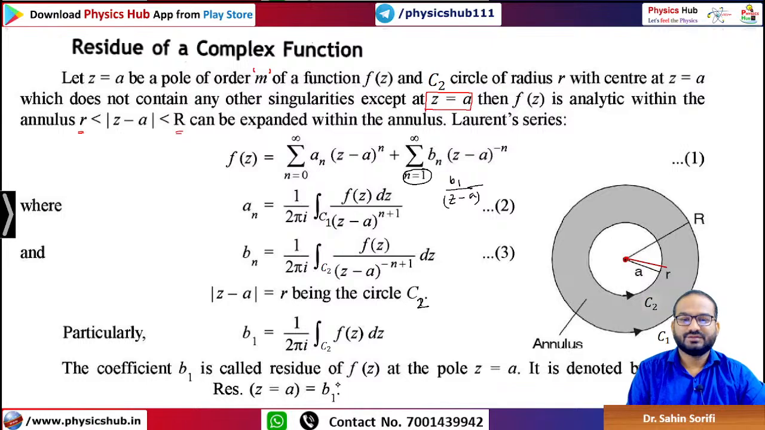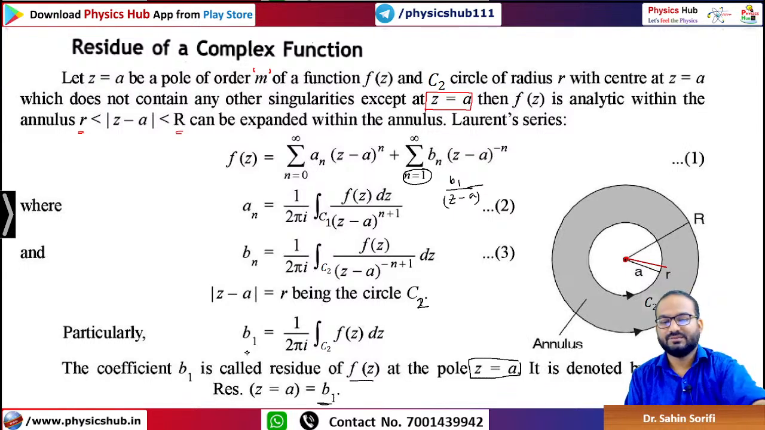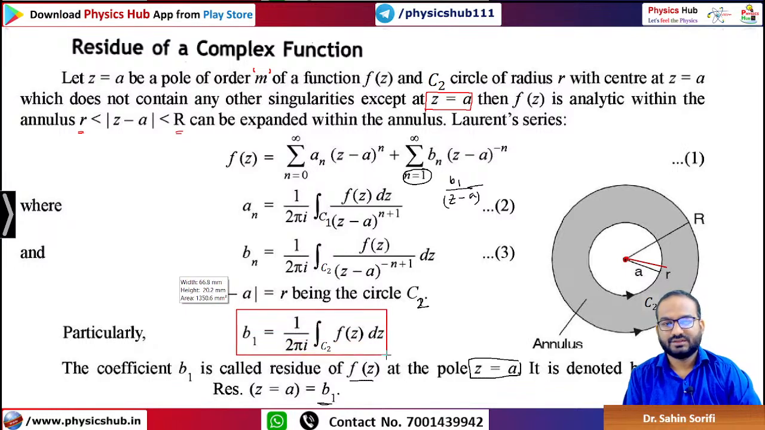this coefficient b1 is called the residue of f(z) at the pole z equals a. This is a very important thing. The coefficient of 1 by z is b1. It is denoted by the symbol residue at z equals a, which is b1. So note it down quickly. This one we will be utilizing many times. b1 is known as the residue.